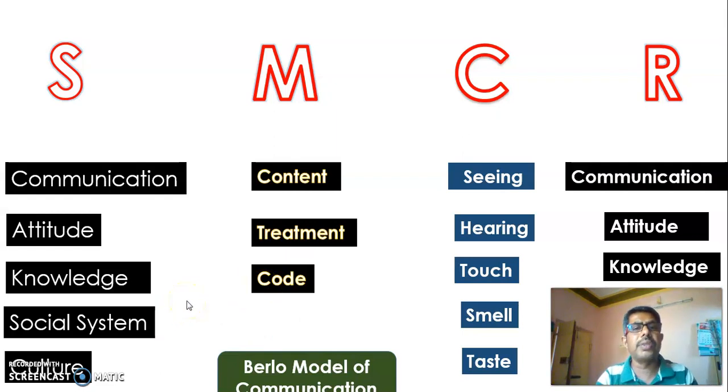And the final model is the SMCR model, the Berlo model of communication. What we see is the SMCR model: source, message, channel and receiver. The source includes communication skills and their attitude.